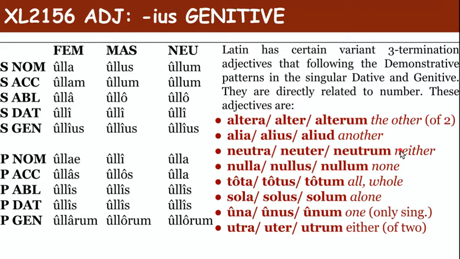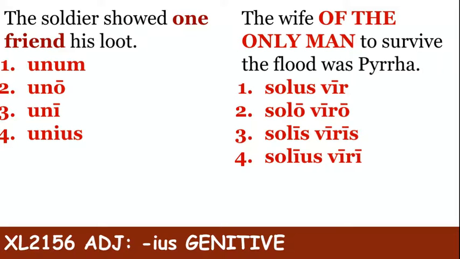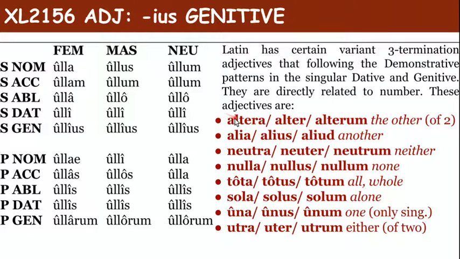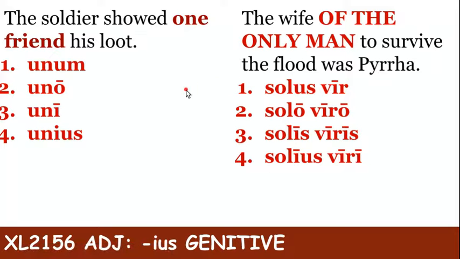Now, finally, eius genitives. Certain nouns are the weird ones. They will take the dative, which you see in the demonstratives, and the genitive, which you see in the demonstratives. Everything else is going to look like a normal adjective. These were called by one guy the weird adjectives. Alter, alia, neuter, nulla, tota, sola, una, utra. Those are all going to be those weird ones. So, and they're always going to be dative or genitive, it seems like.